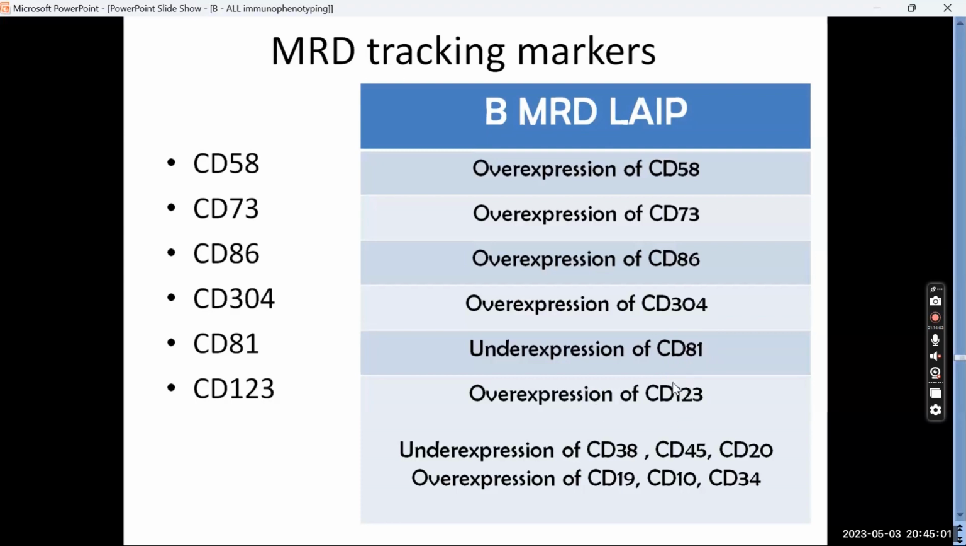Similarly, overexpression of CD123: hematogones will not show overexpression of CD123, whereas leukemic, abnormal B cell precursors show overexpression of CD123. Similarly, underexpression of the other markers in your panel, CD38, CD45, CD20, or overexpression of 19, 10, 34. These are markers which will help you tell that these are abnormal, they can't be normal B cell precursors. So these markers will help you differentiate normal hematogones from abnormal B cell precursors or blasts.